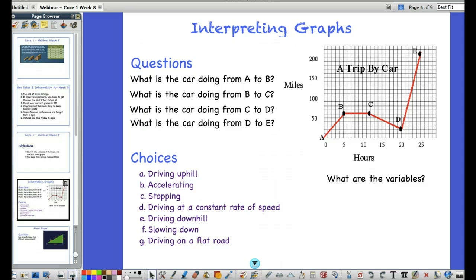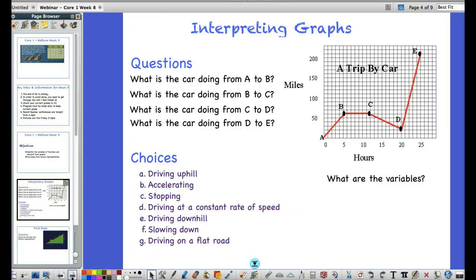Okay guys, we have some multiple choice, so get ready with your notepads. So we have a little graph, right? We're going to interpret the graph. And this is a trip by a car. So a car has made this trip. Okay, and we're going to answer these questions. But first what we want to do is figure out what are the variables. So who knows what the variables are? What's that mean?